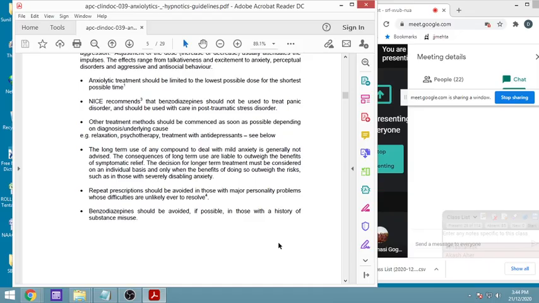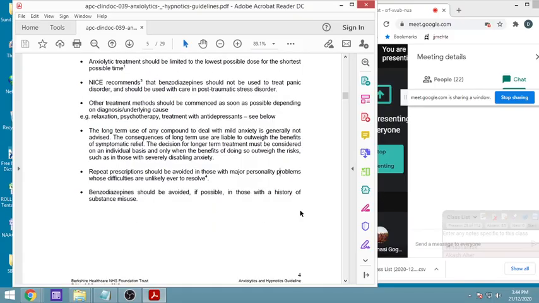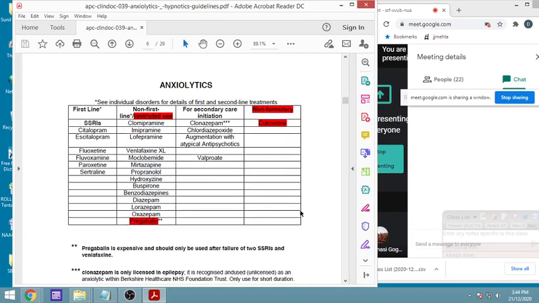Benzodiazepines should be avoided in those having a history of substance misuse, in that it should not be used. So what are the drugs which are available as anxiolytic agents? First line drugs are various SSRIs. You have studied all these. You may have a revision for this purpose if you wish from pharmacology. Already we have studied most of the drugs in various conditions.